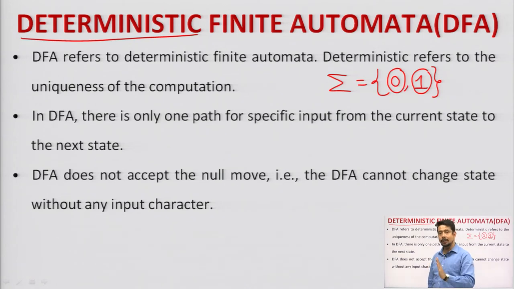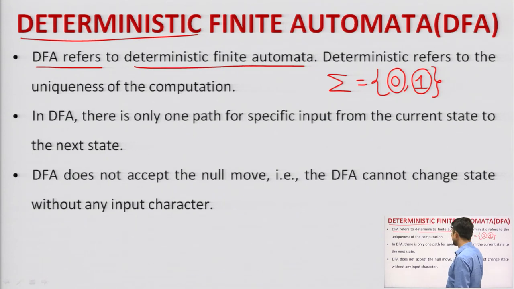That means it is determined that I will send the input string, whatever input symbols there are, it may be 1, 2, 3, or 4, but for all the input symbols I will do a transition exactly once, not more than once. So it sticks to one static path. So the first point: DFA refers to deterministic finite automata. This is a small definition. Deterministic refers to the uniqueness of the computation.